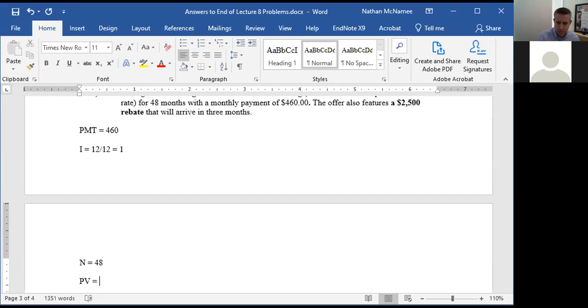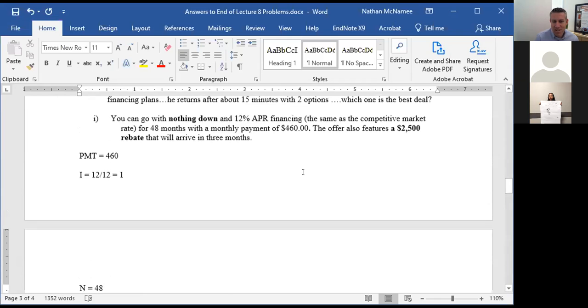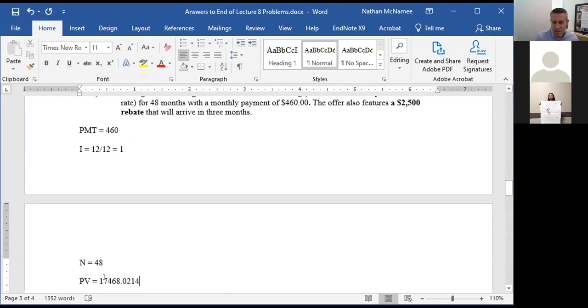I'm not sure whether I got the correct answer, but my calculator shows that it's 17468.0214. Is it correct? That is absolutely correct. Great. Okay, but there's something a little different about this. So we know this is the purchase price. This is how much we agreed to pay for the car.